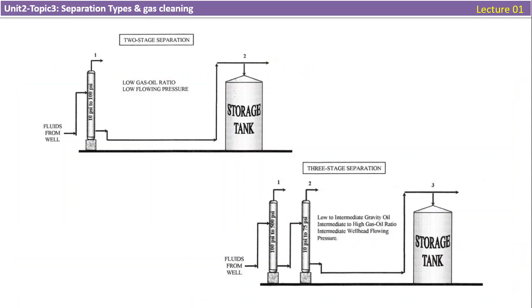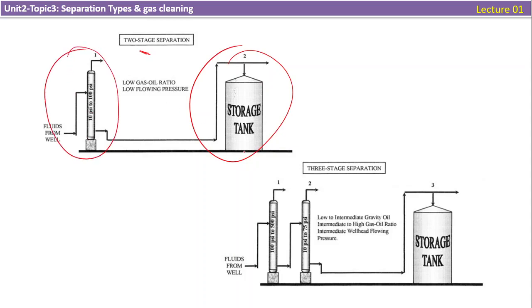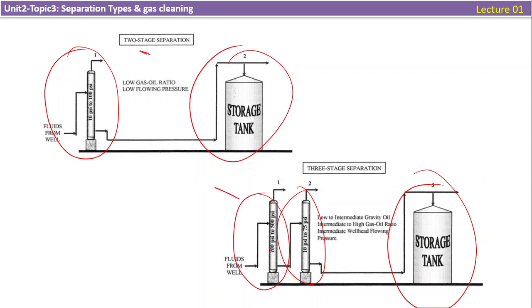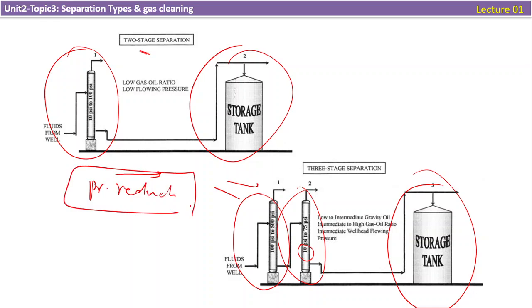So in this diagram, basically it tells about the number of stages. For example, in the two-stage separation the last stage is the storage tank, and before that there is one separator. In 3-stage, the last stage is the storage tank, and before that there are two separators of different pressures. This pressure is given here as 100 and this is 10. So it means that continuously there is pressure reduction in these stages. If you are going from the first stage to the second stage, there is pressure reduction. So that is basically the purpose of the stage separation, to reduce the pressure and to separate more and more oil and gas from the given system.